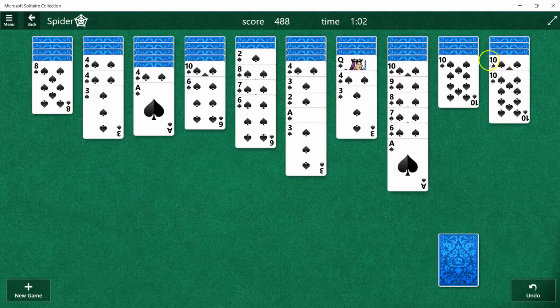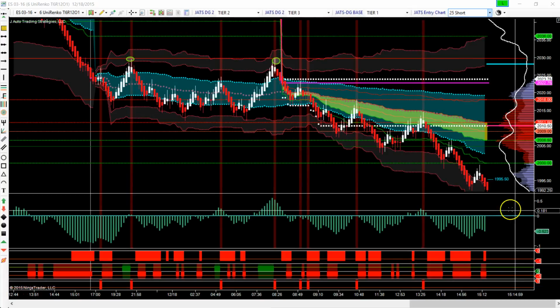You have to stay with the pattern and get the right sides first, in Spider Solitaire at least, in order to win that game. It's the same thing with trading. It's a pattern. Where do these algos hit? It's over and over again.